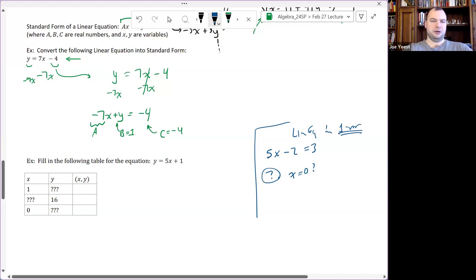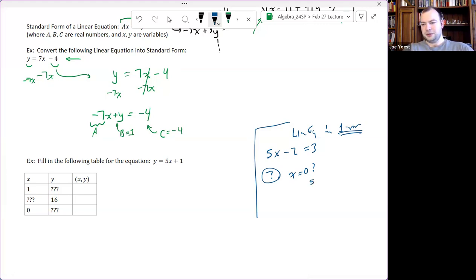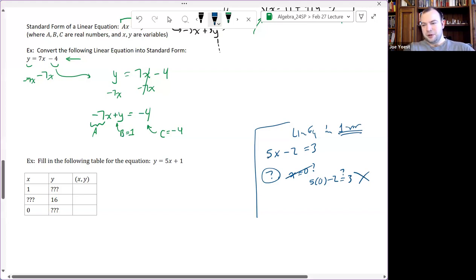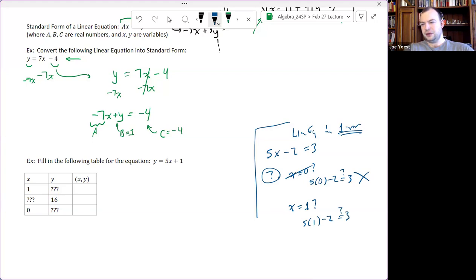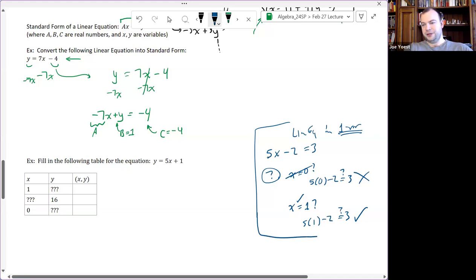If I substitute in x equals 0, is it true that 5 times 0 minus 2 equals 3? No. So x equals 0 is not a solution. But if I substitute in x equals 1, is it true that 5 times 1 minus 2 is equal to 3? That's 5 minus 2, that is 3. I have 3 on the left, 3 on the right. That is correct. x equals 1 is a solution, and as we discussed before, it's the only solution to this linear equation in 1 variable.